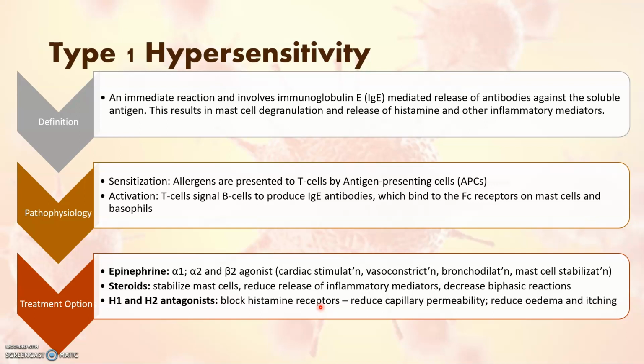Steroids can stabilize mast cells and also reduce the release of inflammatory mediators. Many of these hypersensitivity reactions have a delayed second phase, and because the steroids have a longer mechanism of action, these can reduce the biphasic reaction. And finally, we can use both H1 and H2 antagonists to block histamine receptors, understanding that histamine is a significant inflammatory mediator in this type of response.